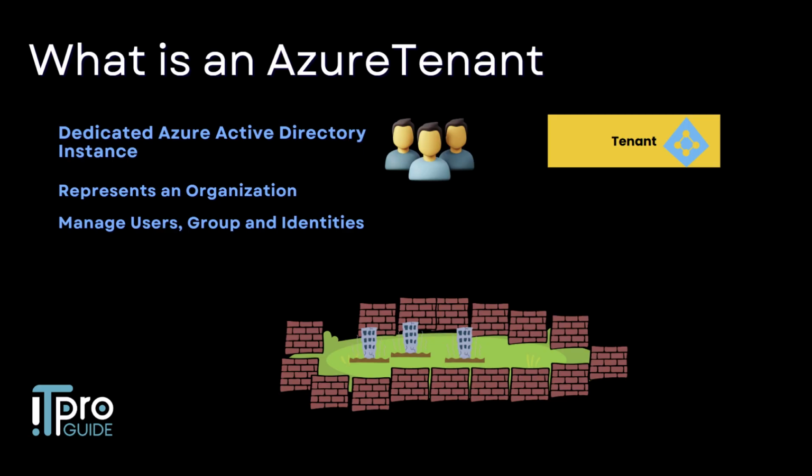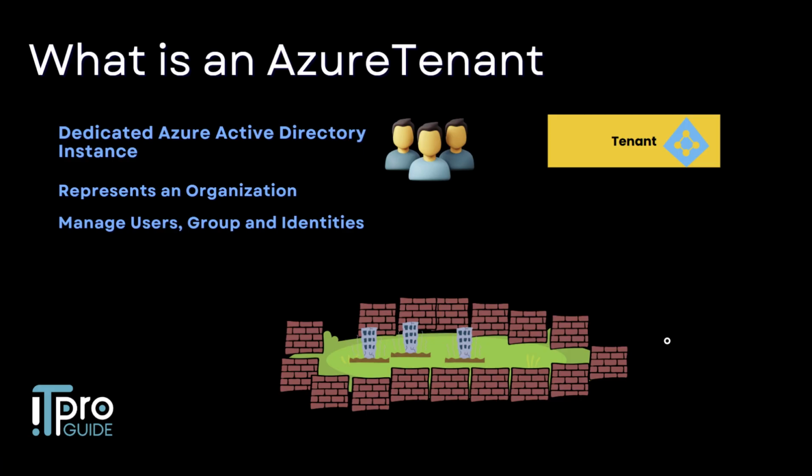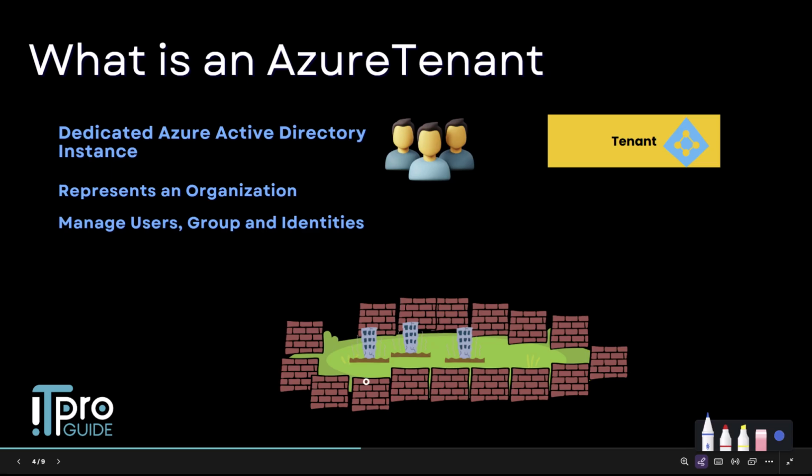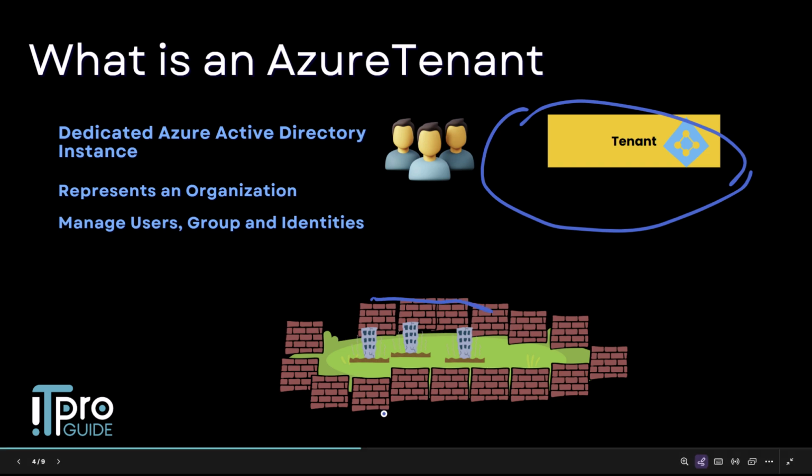So let's begin with the first topic, that is Azure Tenant. What is an Azure Tenant? If you are new, then it's an important concept to understand. An Azure Tenant is the top level identity boundary in Azure. We can relate it to a piece of land that you purchased, and you have a big wall as a boundary. Similar to that, Azure Tenant is the boundary.